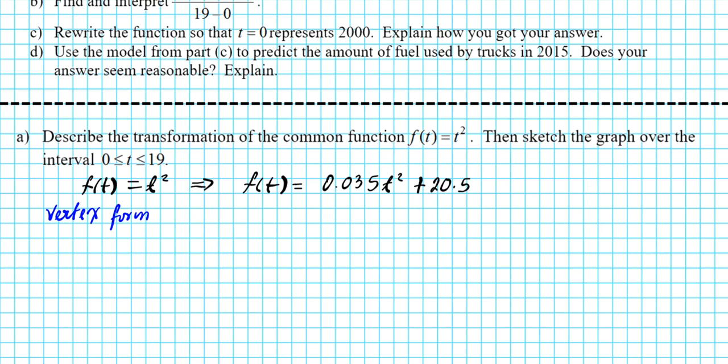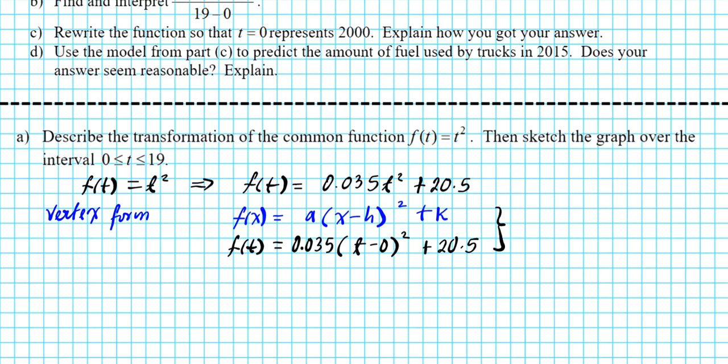Okay, so the vertex form is f of x equals a times x minus h squared plus k. So our a, h, and k values can help us determine what the transformations are. Now let's go ahead and write this transformed function f of t in vertex form. So it's going to be 0.035 t minus 0 squared. There's no number being subtracted from the variable being squared, plus 20.5.